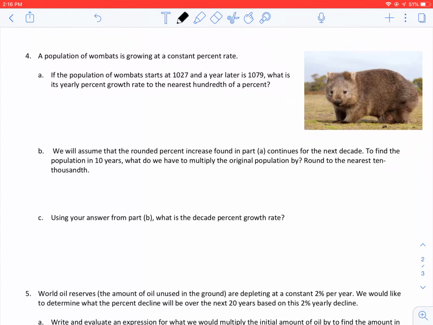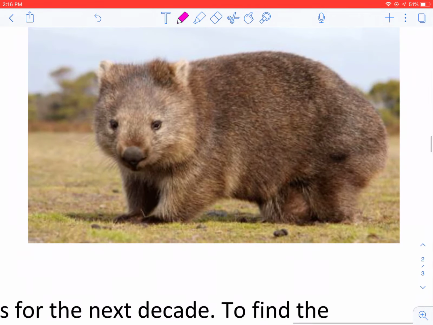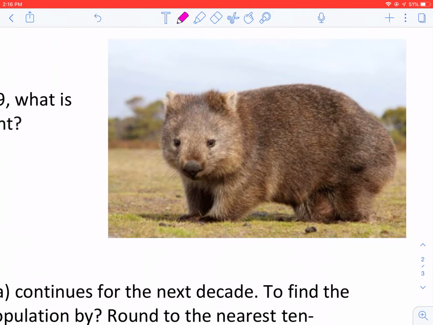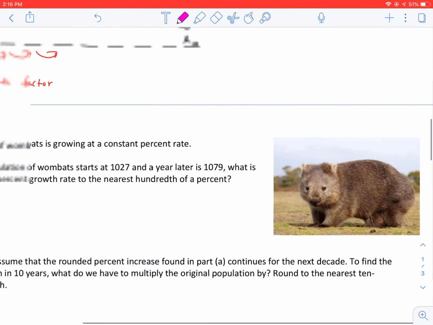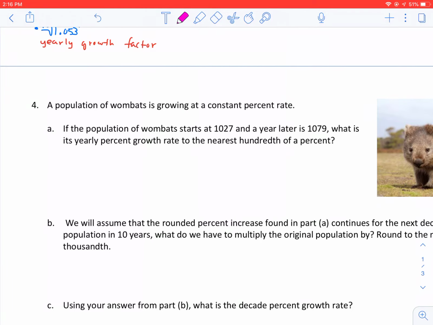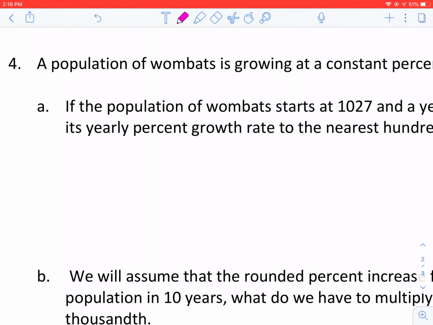So number 4, a population of wombats is growing at a constant percent rate. This is a picture of a wombat, by the way, if you don't know what a wombat is. They're actually pretty big. So if the population of wombats starts at 1027, a year later it's 1079, what is its yearly percent growth rate to the nearest 100th of a percent? So I'm going to use the formula again. I think I still have it copied and pasted.